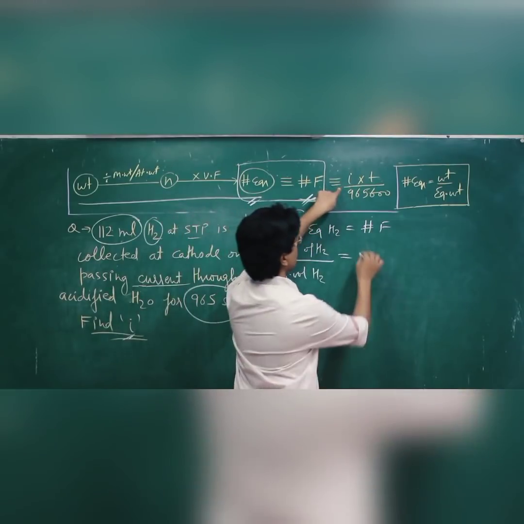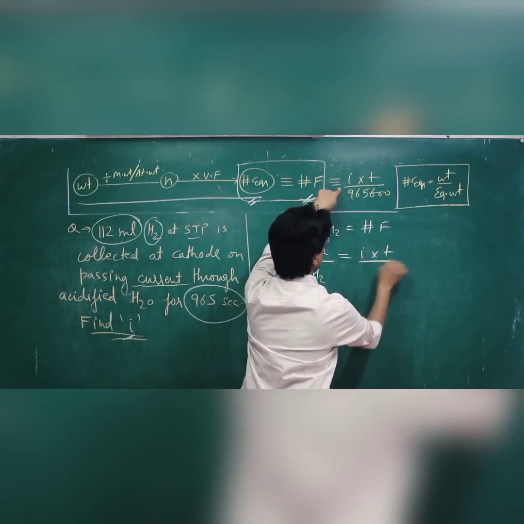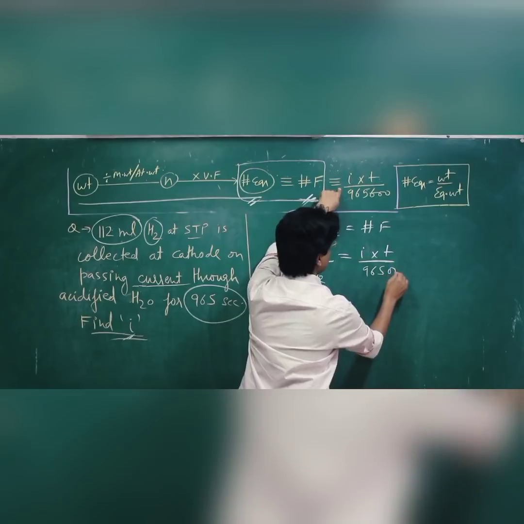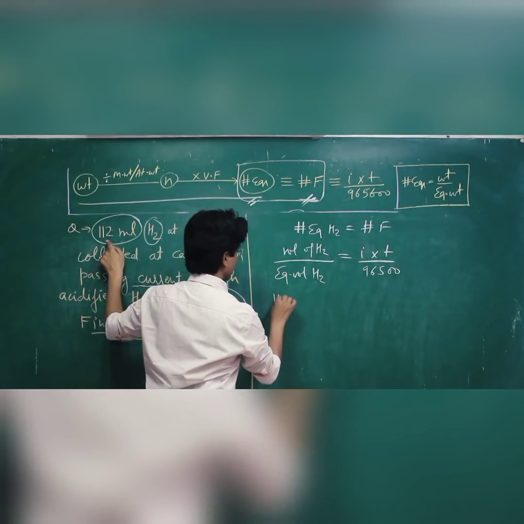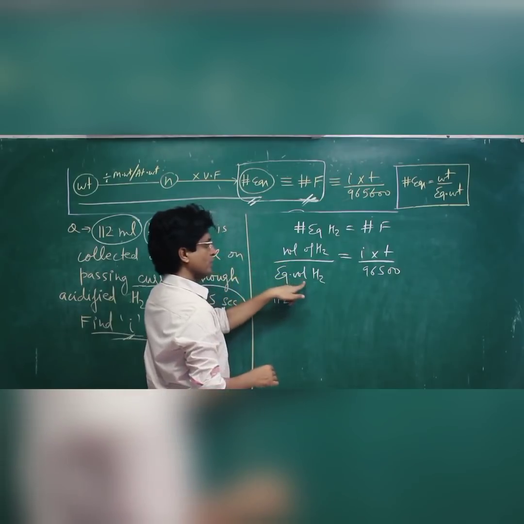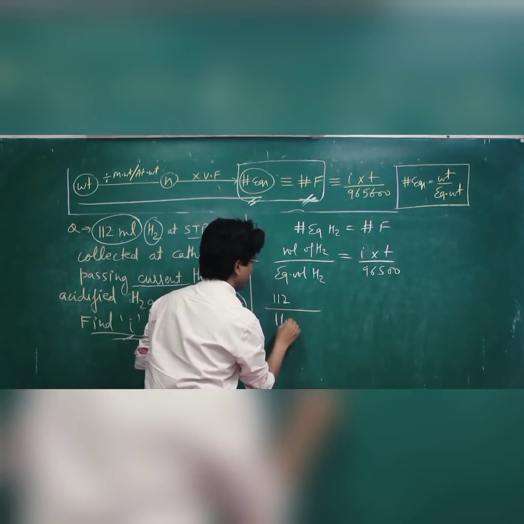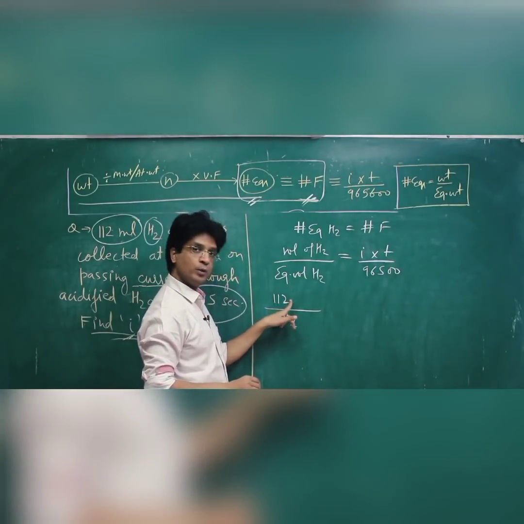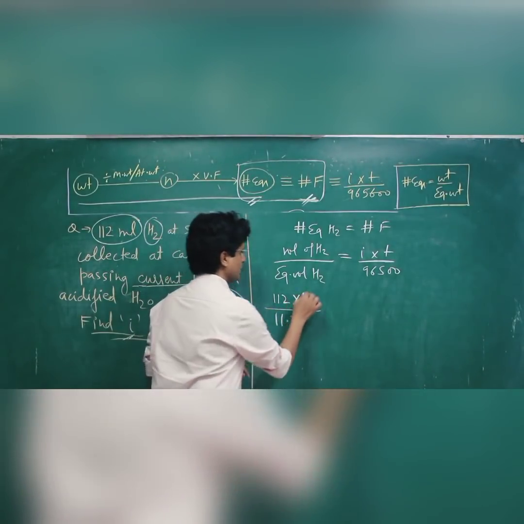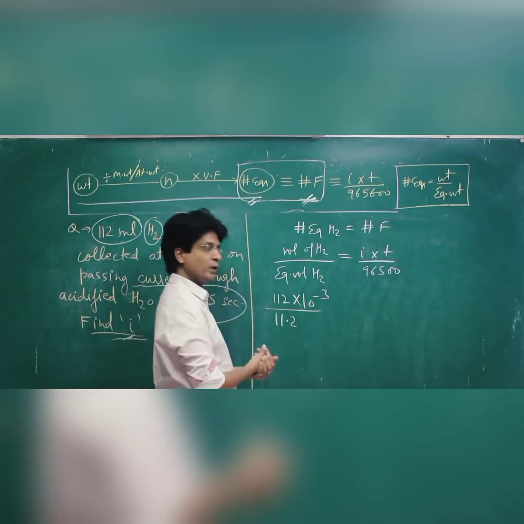What is number of Faraday? I into T upon 96500. Okay, so volume of hydrogen is 112 ml. Now this is ml. This volume is actually 11.2 liter. This is liter, this is ml. Convert this ml into liter to make the unit same. 10 to power of -3 should be multiplied over here.